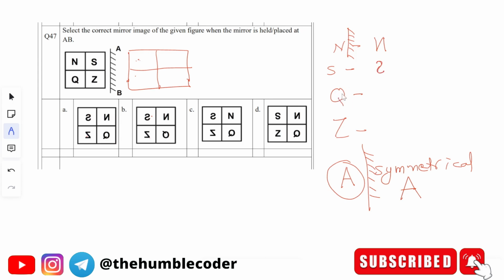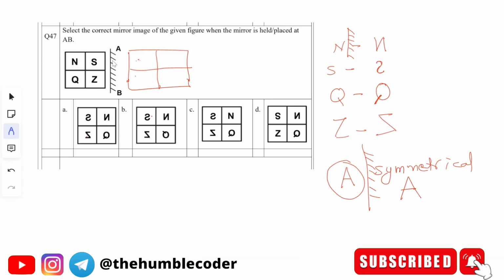Comes to Q. Q is also not symmetrical. So the tail of Q will go in this direction after mirror image. Next is Z. Z is again not a mirror symmetrical character. So after the mirror image, it will look something like this. Now we have understood that the 4 letters that we have are not symmetrical.